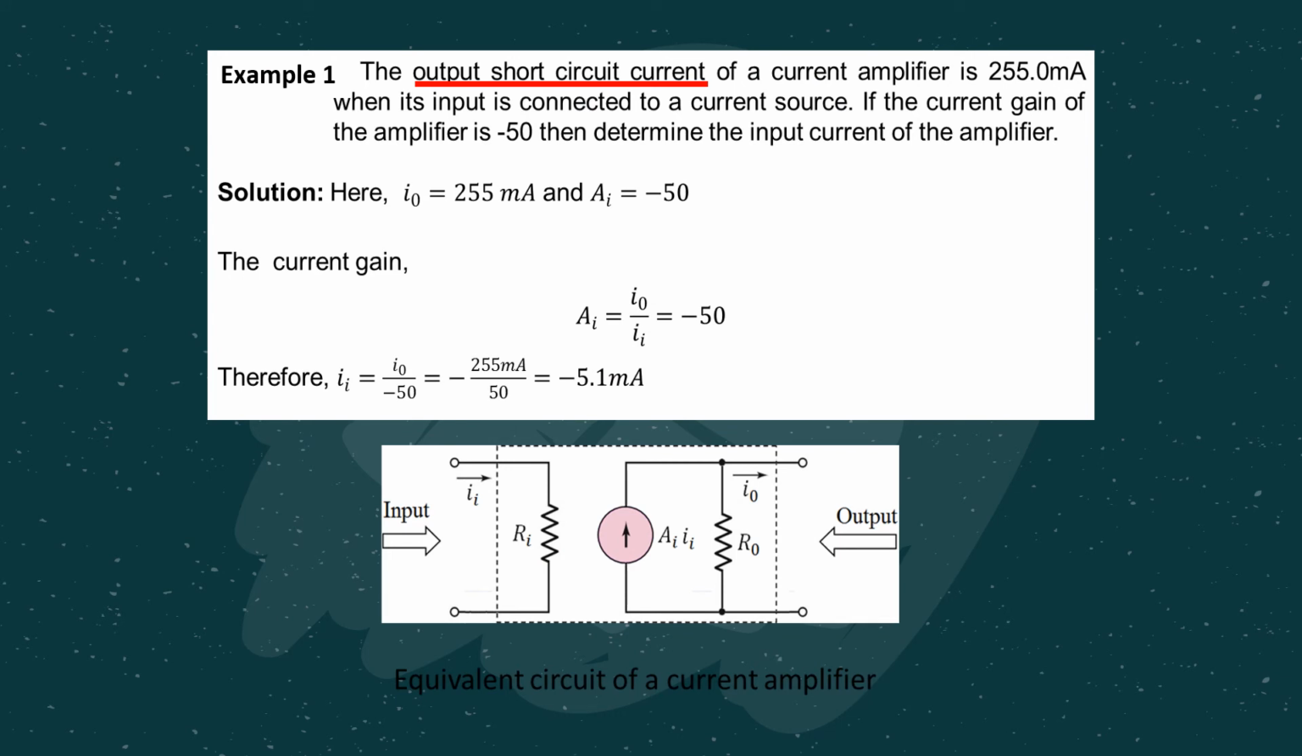Here is one simple example related to the current amplifier. In this case, the output short circuit current is given. Then the current gain is given as -50. So now you have to determine the input current. It's very straightforward, right? I0 is given, AI is given, so all you have to do is find II. If you plug in all the values, you are going to get II.